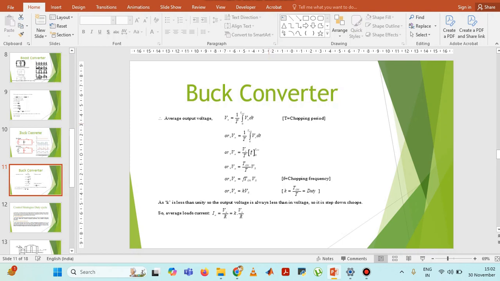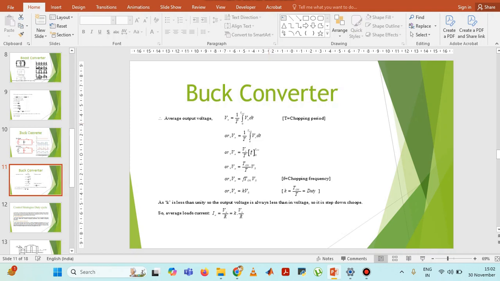That means the output voltage of the buck converter depends upon the input voltage and the duty cycle. If the value of K equals 0, that means the output voltage will be 0. If the value of the duty cycle is equal to 1, that means the input voltage equals the output voltage. So by changing the duty cycle value, we can vary the output voltage level of the buck converter.